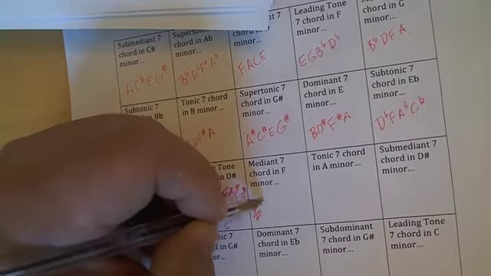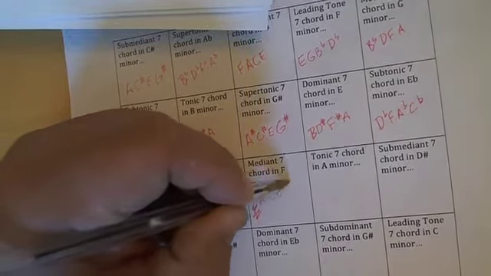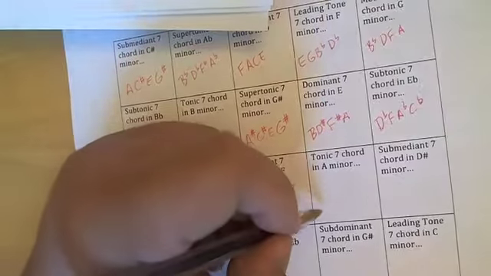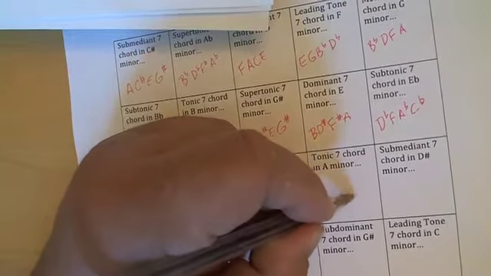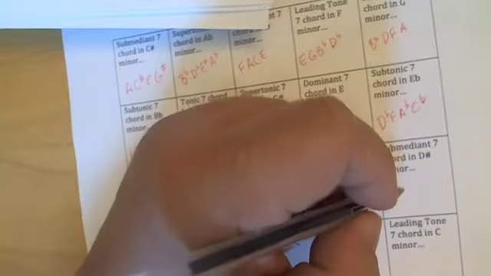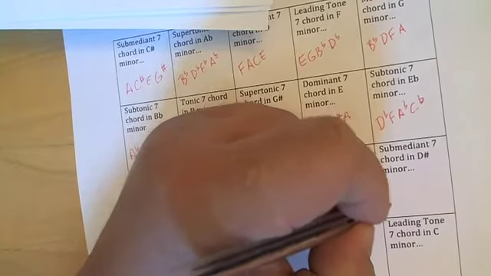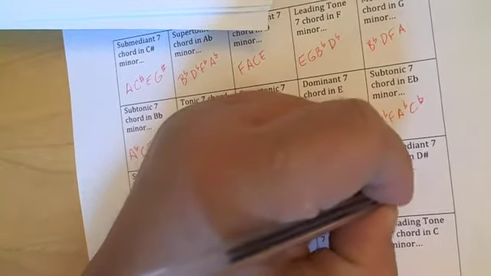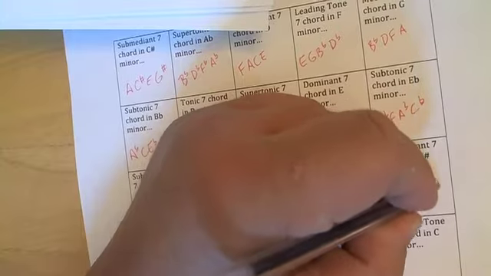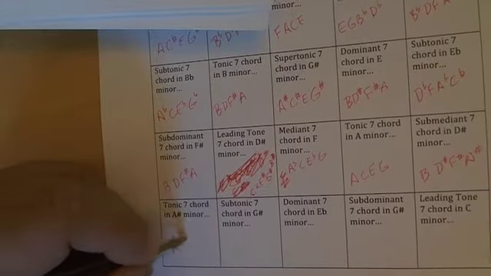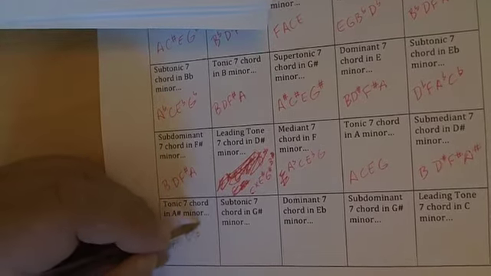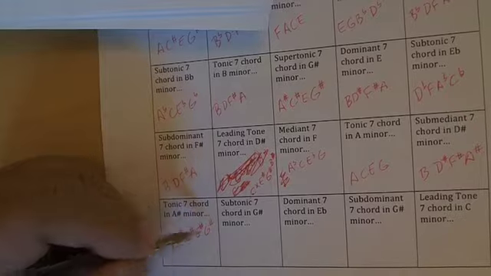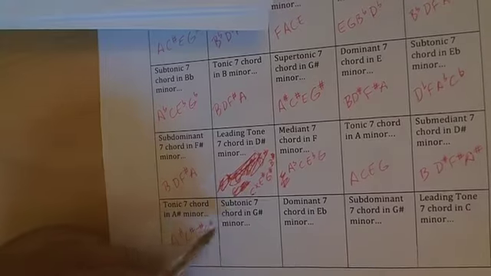Mediant, A flat. It's going to be A flat, C flat, and G. Tonic, A, C, E, G. Submediant is going to be B, D sharp, F sharp, A sharp. Okay, tonic is going to be A sharp, C sharp, E sharp, G sharp. Again, I'm just thinking minor 7 chord right there.